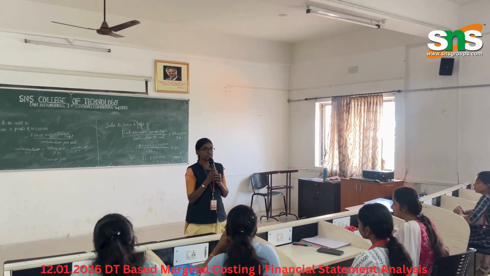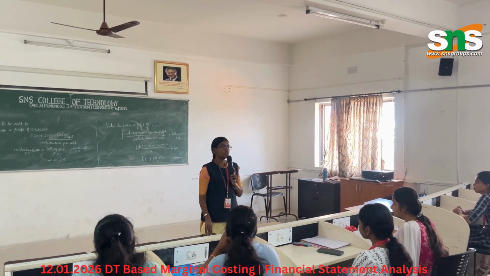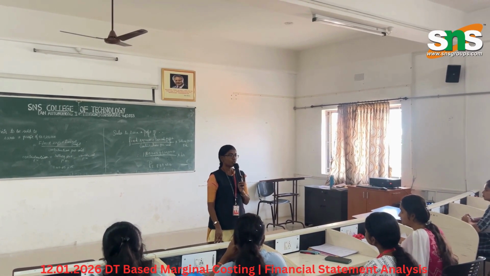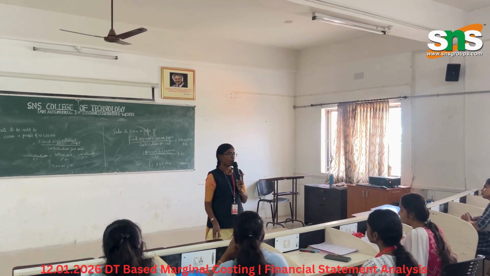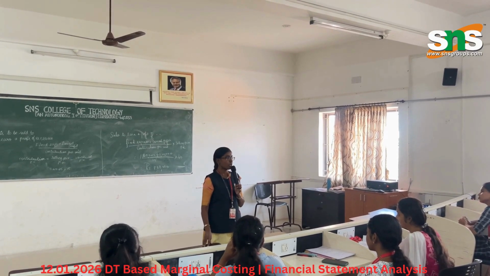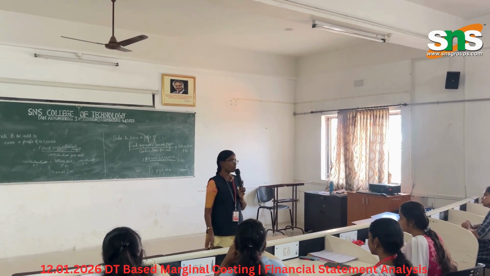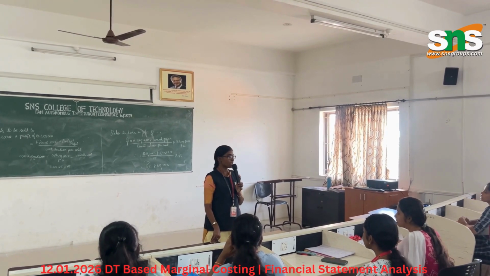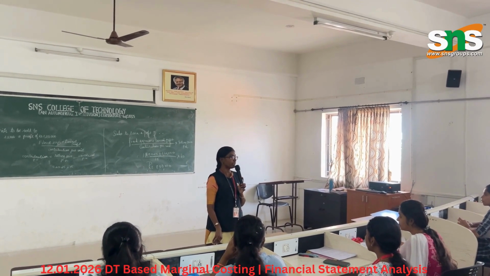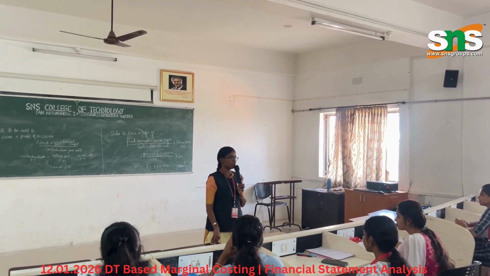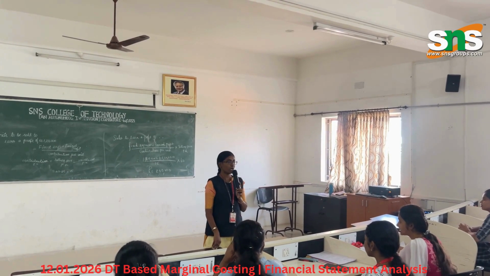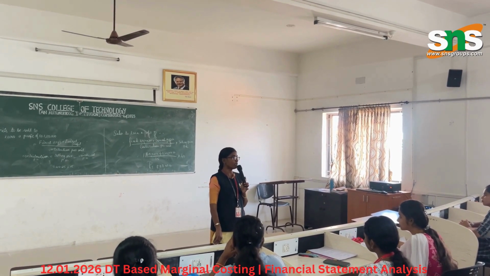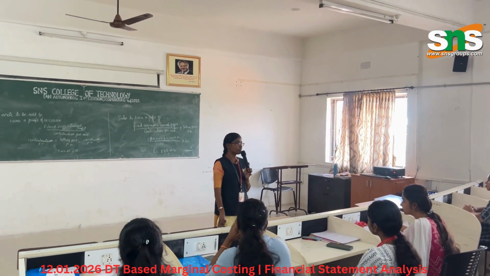In today's class we have seen how the company plans the number of units to produce. That is the first scenario. How many units does the company have to produce in order to have a desired profit? The formula we have seen is fixed expenses plus desired profit divided by contribution per unit. With the help of this formula, the company can conclude how many units they have to manufacture. That is the first scenario.